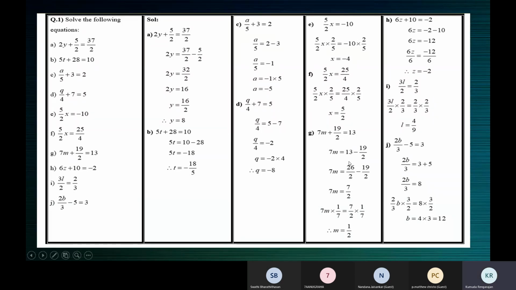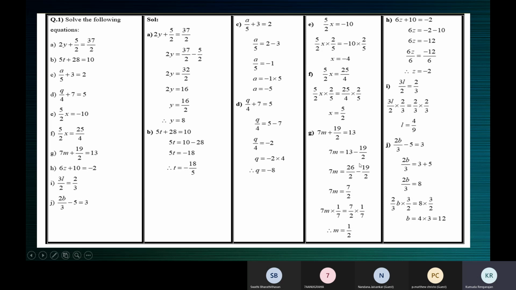13 by 1 can be written as 26 by 2, correct? When you multiply the numerator and denominator by 2, 13 by 1 into 2 by 2 is 26 by 2. It's the same as 13. So now they are like fractions. When you write 13 as 26 by 2, now they are like fractions.